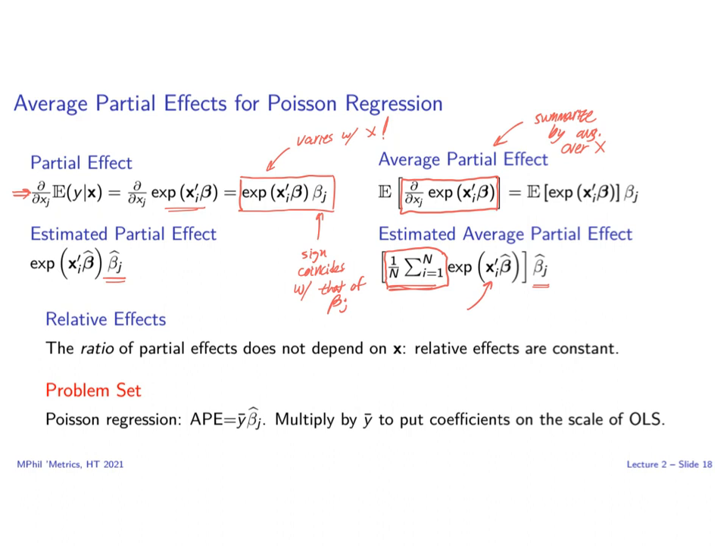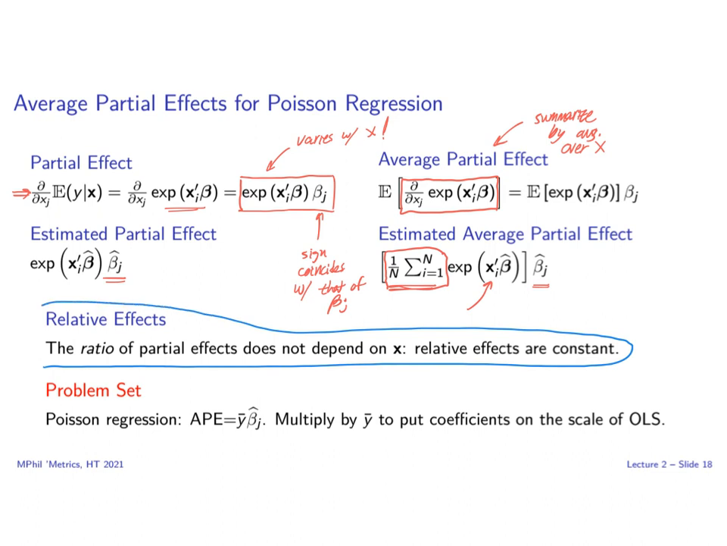Another way to summarize partial effects is to calculate their ratios. Relative effects are defined as the ratios of the partial effects for one regressor to those of another. Notice that for the Poisson regression model, relative effects will not depend on the value of x at which we evaluate them, because the e to the x prime beta will cancel out of the numerator and the denominator.